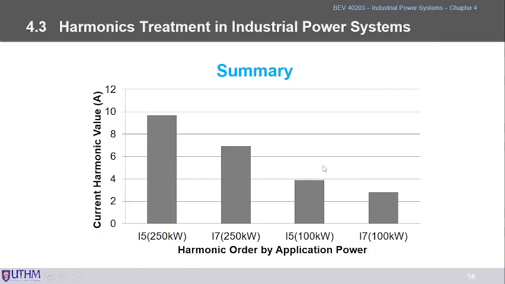So this is a summary of the harmonic content, the fifth order harmonic content and seventh order harmonic content when we adjust our DC load to 250 kilowatts, and this is for the 100 kilowatt case. Okay? So you can see the harmonic content is gradually lower from fifth to seventh. So this is the nature of the harmonics.